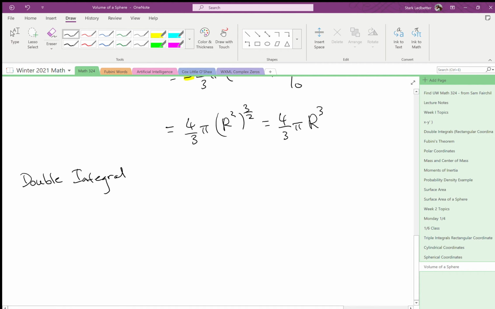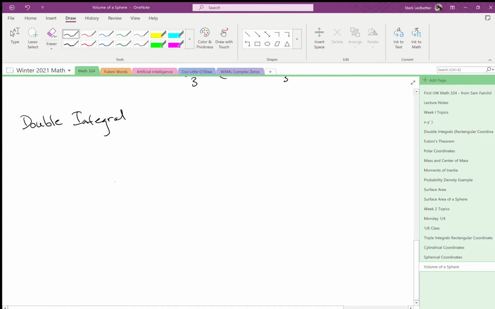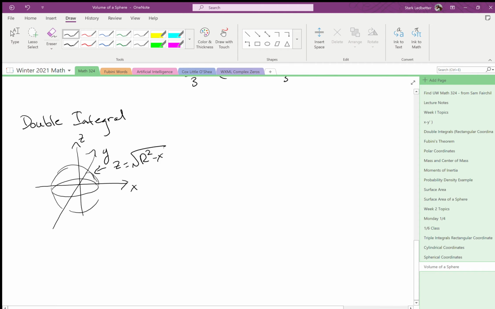And then how did we do this with a double integral? Well, we knew how to get the volume under a surface. We just integrate up to that surface. Let the z go up to that surface. So here's the sphere. And then the top half of the sphere was z equals the root of r squared minus x squared minus y squared. The bottom half of the surface was z equals negative the root of r squared minus x squared minus y squared. So two ways you could think of this.